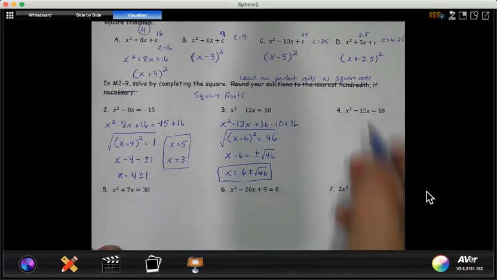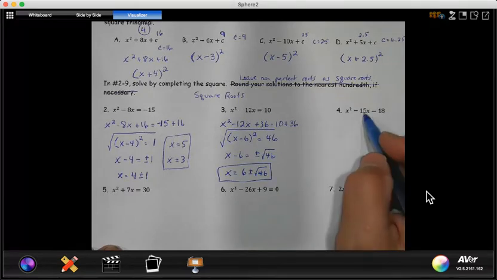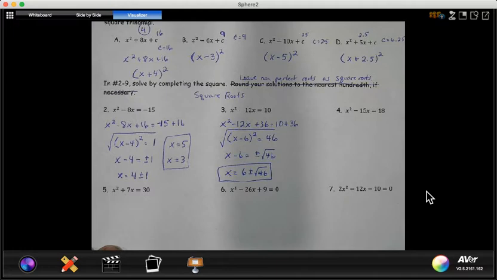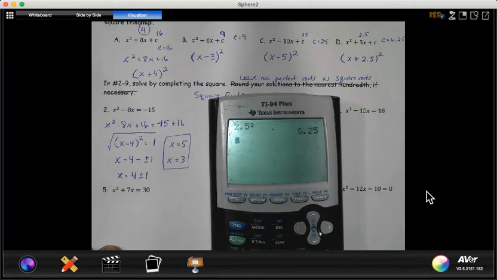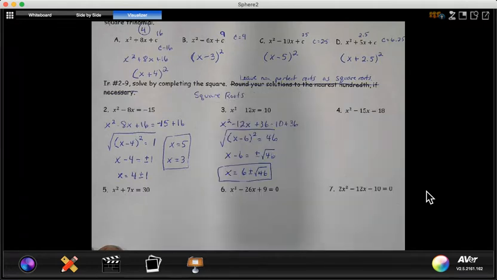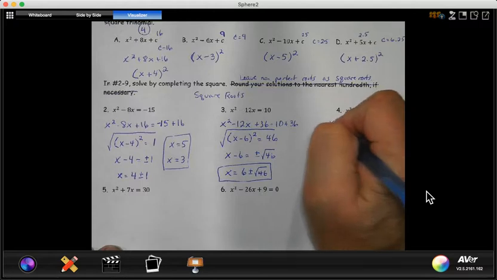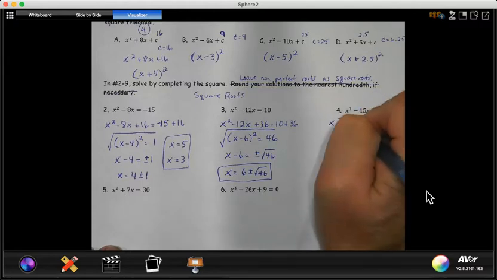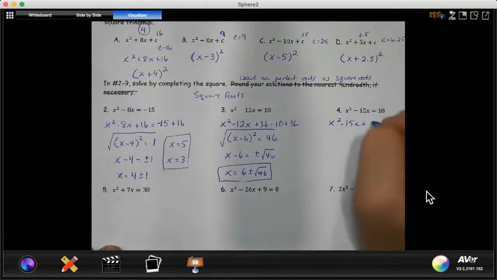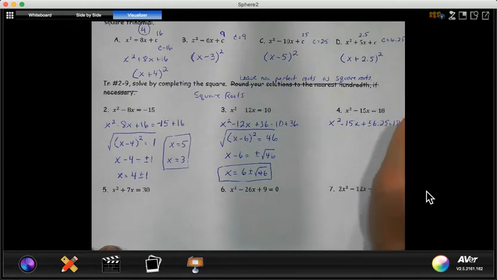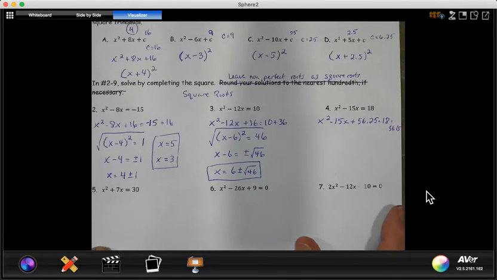Okay, number 4. Half of 15 is 7.5, and 7.5 squared is 56.25. So we're going to take x squared minus 15x, and then we're going to add 56.25 is equal to 18. Then we're going to add 56.25. I kind of ran out of room. My fault.